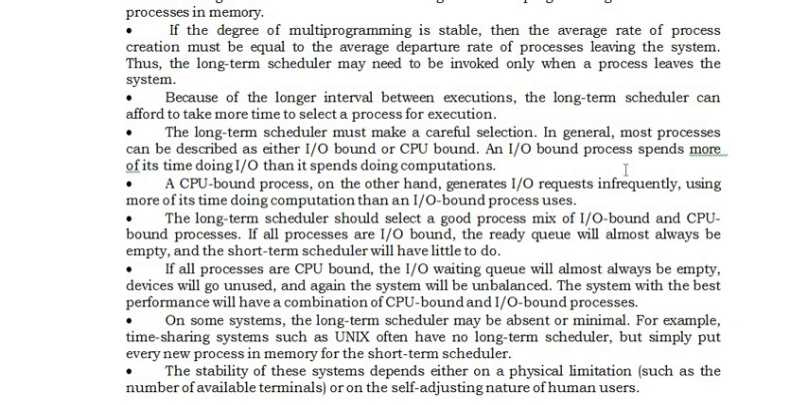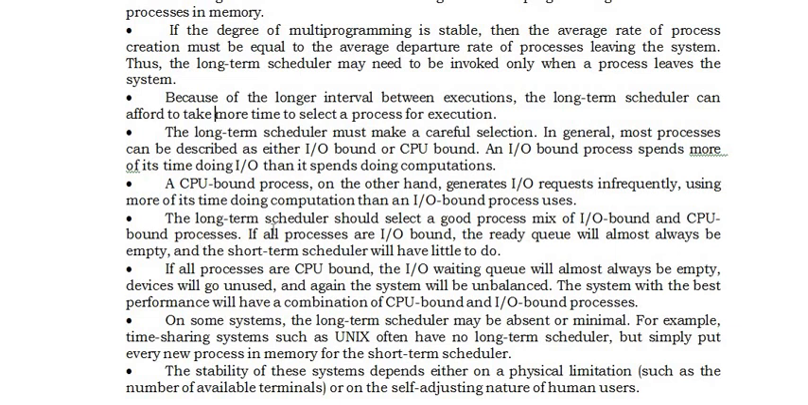So an IO bound process spends more time doing IO. But a CPU bound process, on the other hand, generates IO requests infrequently. That means they are doing only CPU work, when compared to the IO bound. The long-term scheduler should select a good process mix of IO bound and CPU bound processes.